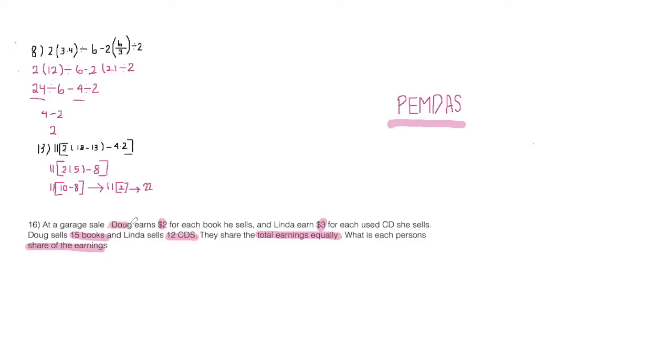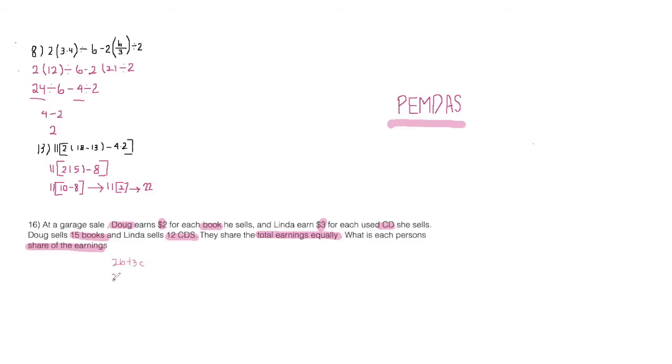So it's important to notice that Doug earns $2 for each book, and Linda earns $3 for each CD. If we try to write an equation for this, it would be 2b for what Doug earns, plus 3c for what Linda earns. So c stands for the CDs and b stands for the books.